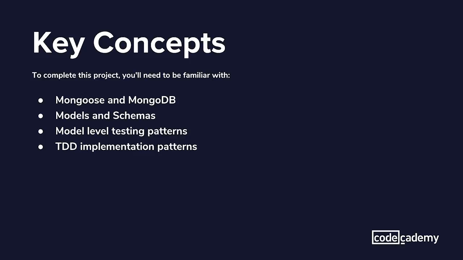We're going to be using the red, green, refactor flow. So we're going to be writing tests that will fail, then writing code that will make the test pass, and then refactoring that code. So without further ado, let's go ahead and start the project.